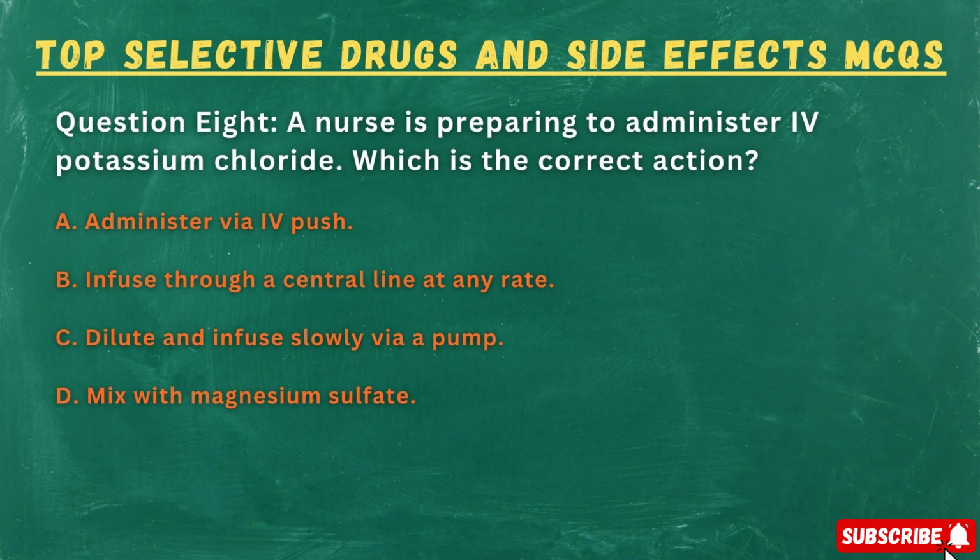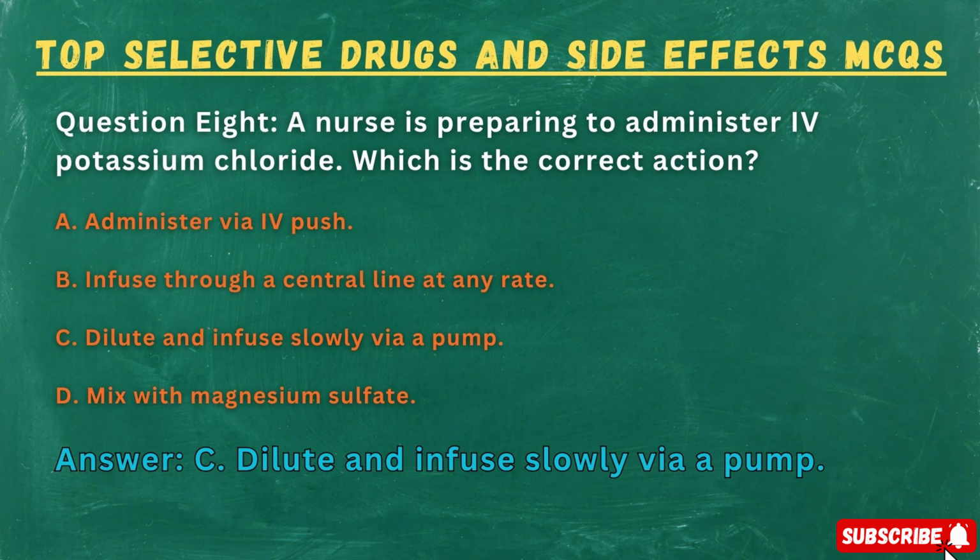Question 8. A nurse is preparing to administer IV potassium chloride. Which is the correct action? A. Administer via IV push. B. Infuse through a central line at any rate. C. Dilute and infuse slowly via pump. D. Mix with magnesium sulfate. Answer: C. Dilute and infuse slowly via pump.